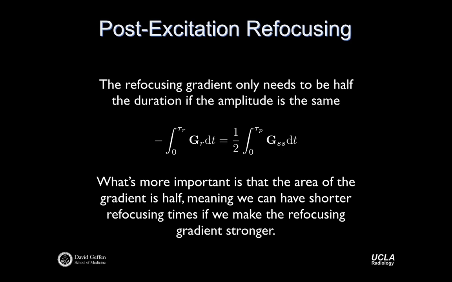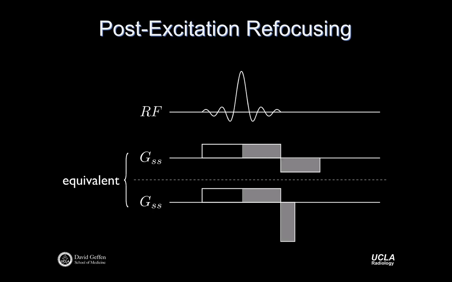And what's most important is just the area of the gradient. It's half, meaning we can have shorter refocusing times if we make the refocusing gradient even stronger. And so these two examples would be equivalent, right? We've got a truncated RF pulse in combination with the gradient. This gradient area here is equal to half the gradient of the slice select and will give us perfect refocusing, if you will. But that's not the most time-efficient thing to do.